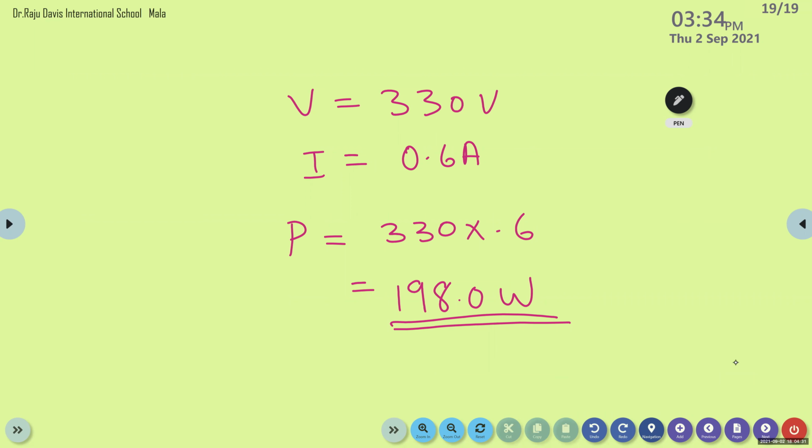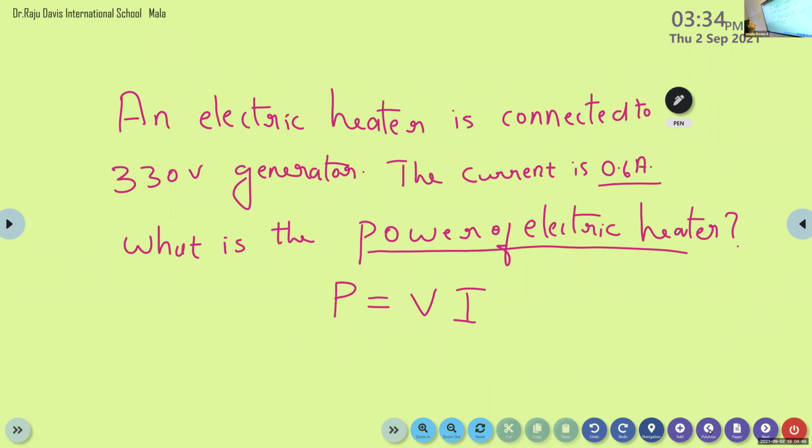Okay. Now write one more question. An electric heater is connected to a 330 volt generator. The current is 0.6 ampere. What is the power of the electric heater? So here they have given the volt and current ampere, so we can use the first equation for calculating the power. P is equal to VI.